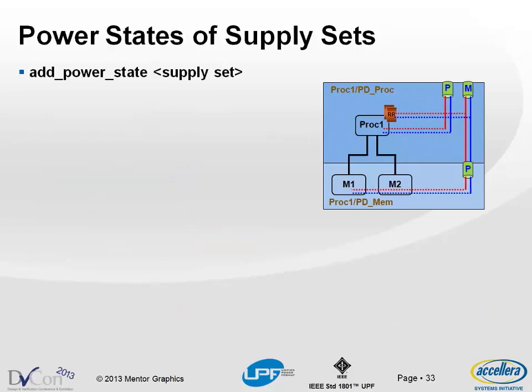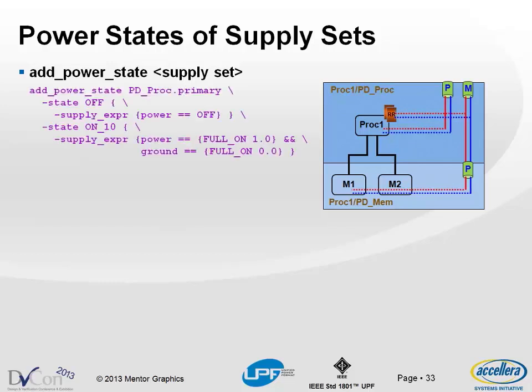Now, in addition, we can now add power states onto supply sets. Remember, before we put states on ports, we had add port state, and we were defining the states of ports. Here now we're using a new command in 2.0 to add power states on the supply set associated with pdproc, so pdproc.primary. We can say that this supply set is off if the power is off, and it's on if the power is full on at 1.0 volts and the ground is full on at 0.0 volts.